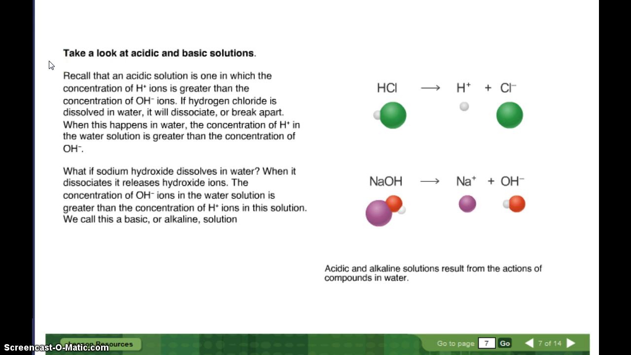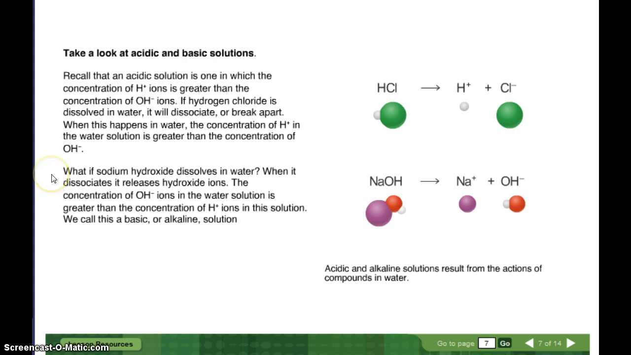Take a look at acidic and basic solutions. Recall that an acidic solution is one in which the concentration of hydrogen ions is greater than the concentration of hydroxide ions. If hydrogen chloride is dissolved in water, it will dissociate or break apart. When this happens in water, the concentration of hydrogen ions in the water solution is greater than the concentration of hydroxide ions, which makes sense because when you're putting this in, what are you getting? Well, you're getting hydrogen. So of course there's going to be more hydrogen ions than hydroxide ions.